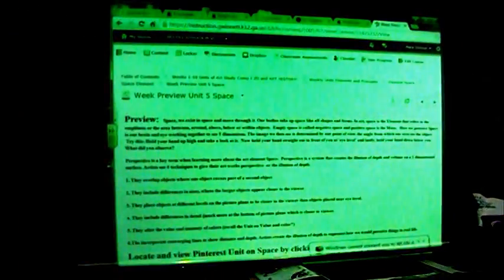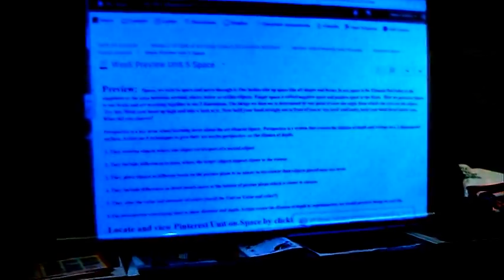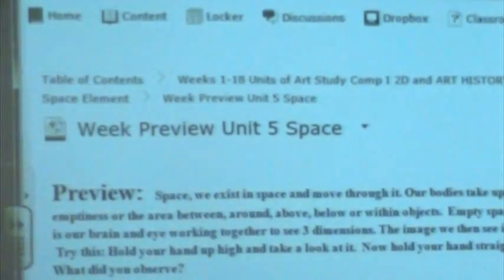You're going to need to log on and go to our eClass page, the regular page, and look at the preview page and read through all of this. It's going to give you some vocabulary words as well. So make sure you complete the preview page for the unit on space.